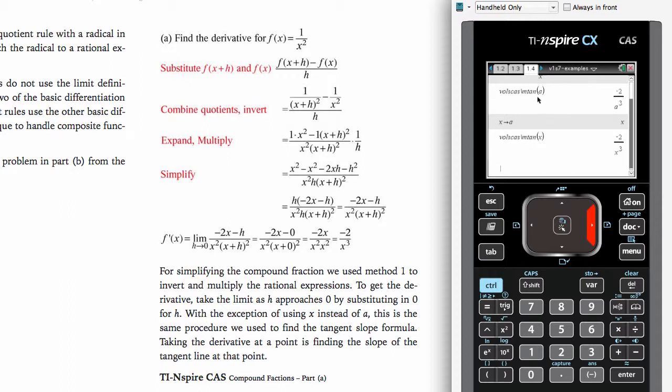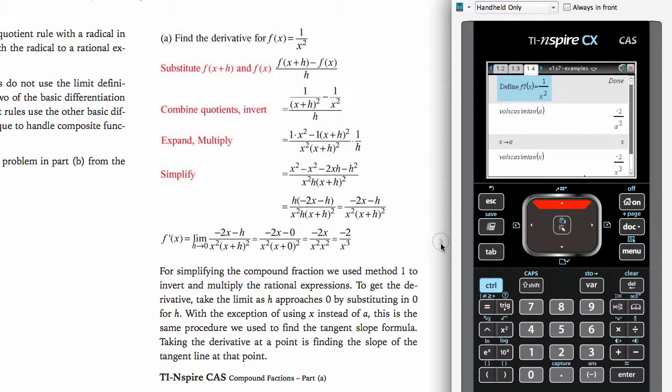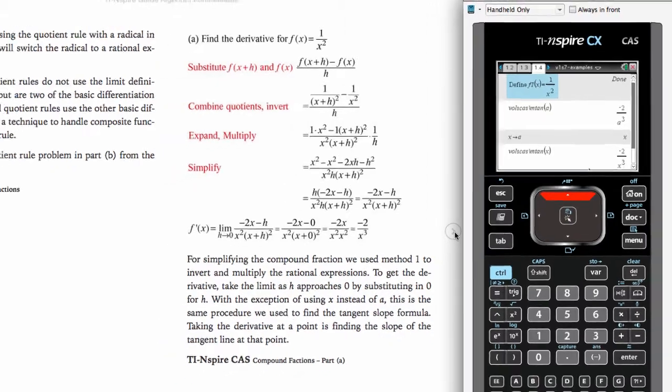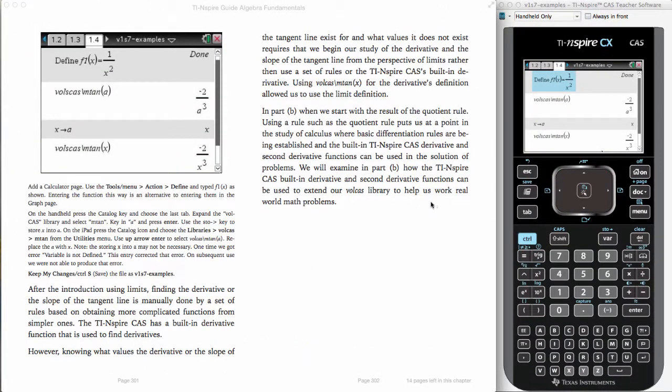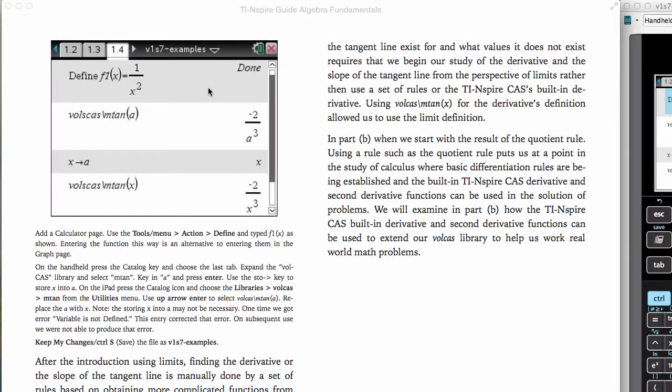And we had a little bit of problems when we were manipulating this, so we did it for a, and then we substituted an x in for a to come up with this answer. If we go up a little bit more, we'll see that we defined a function to be 1 over x squared, and that's how we worked the problem out by using our calculator and the library that we put together. Okay, turning to the next page, here's a screenshot of what's shown over here on our calculator.